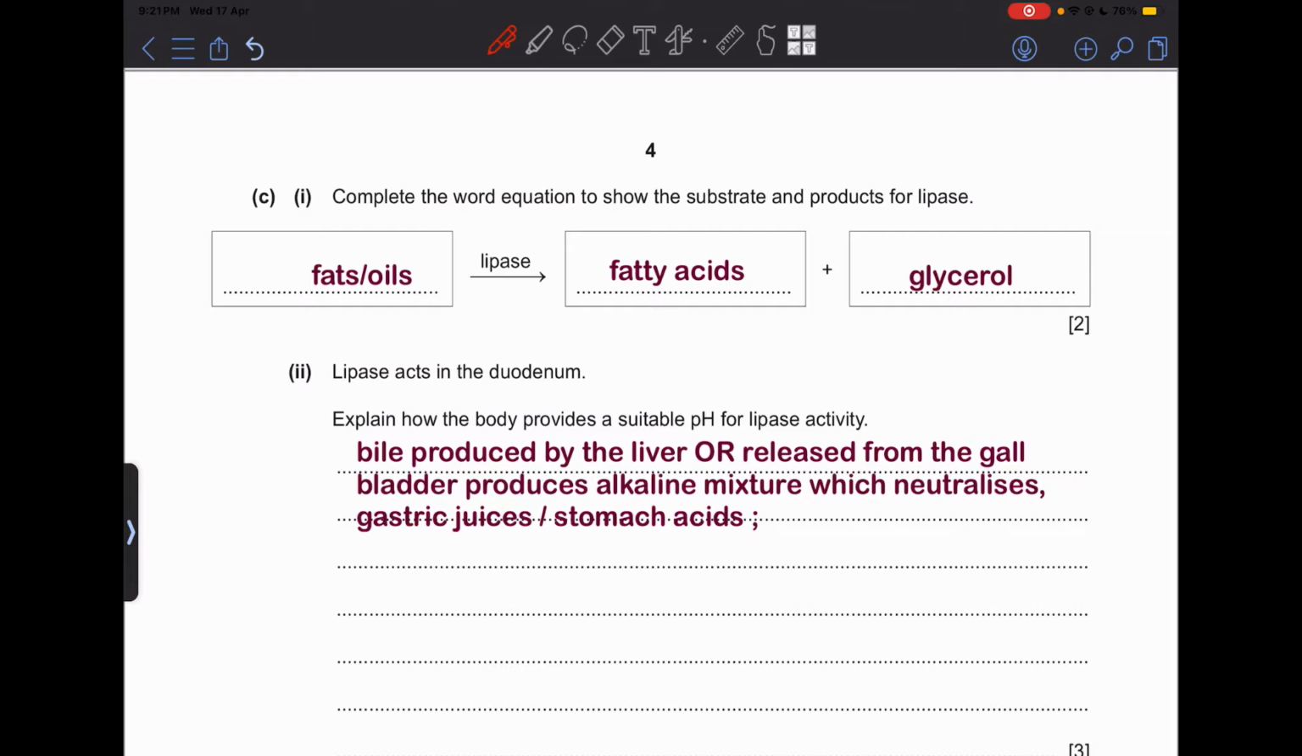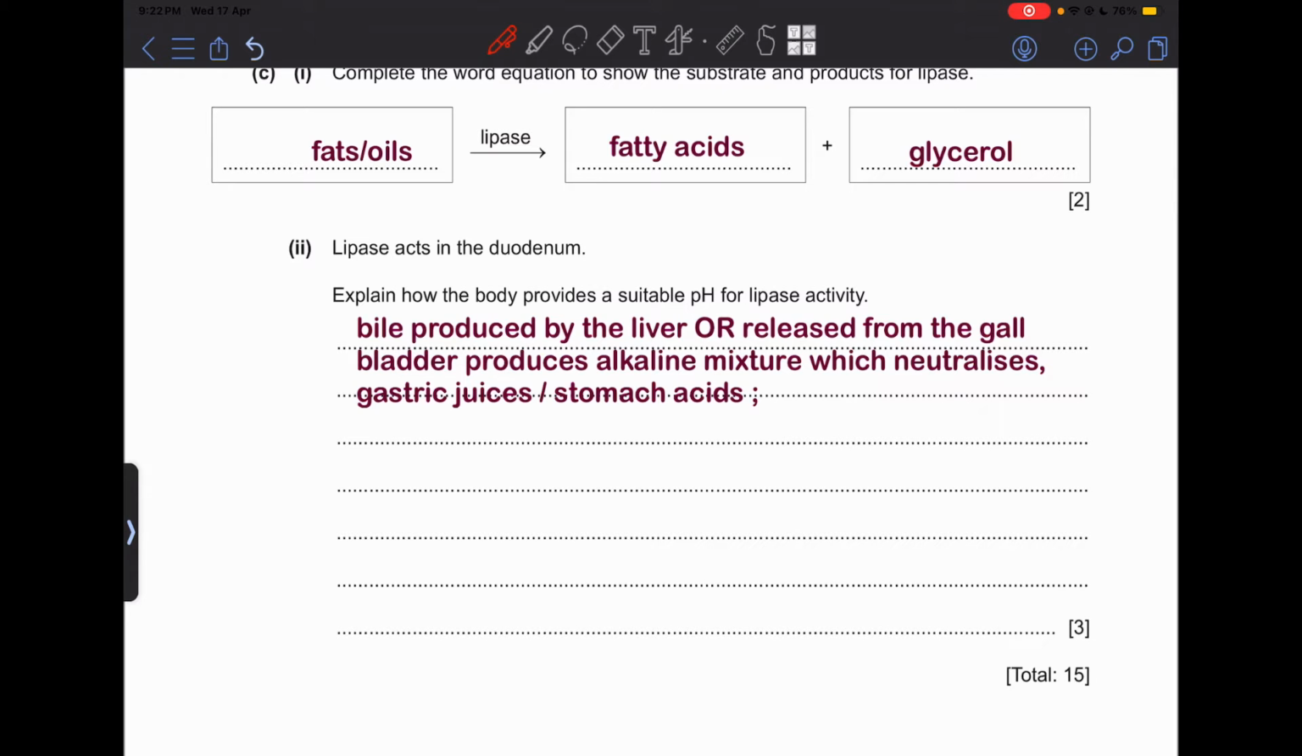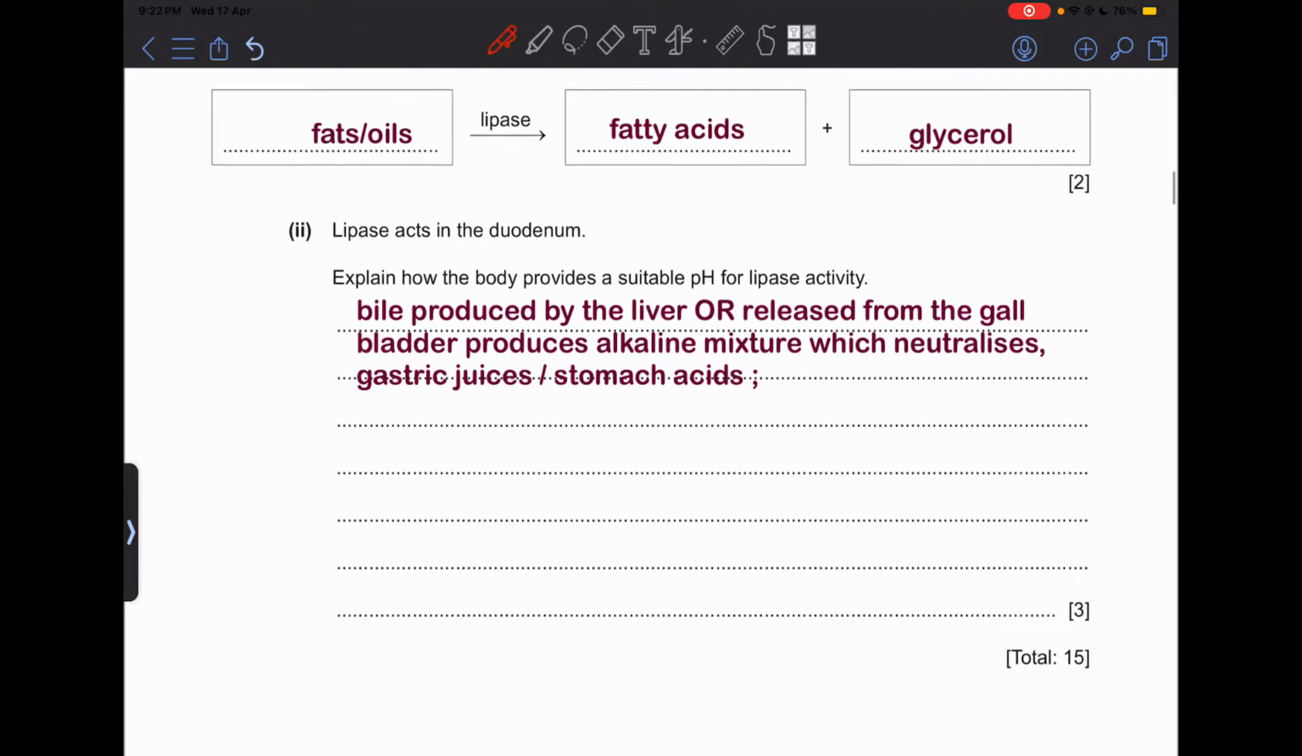So it says over here, complete the word equation to show the substrate and products for lipase. So we know that lipase breaks down fats and oils, and then it produces 3 fatty acids and 1 glycerol. You can write that down, or you can just write fatty acids and glycerol. Now, lipase acts in the duodenum. Explain how the body provides a suitable pH for lipase activity.